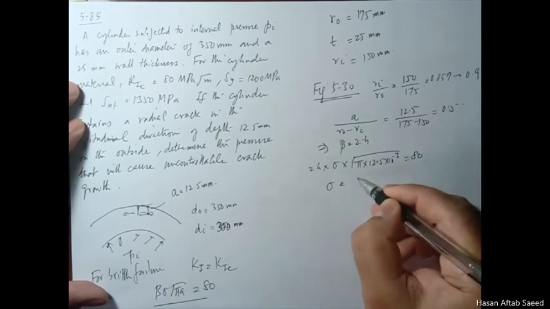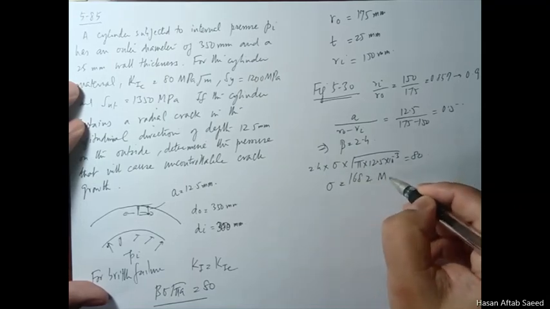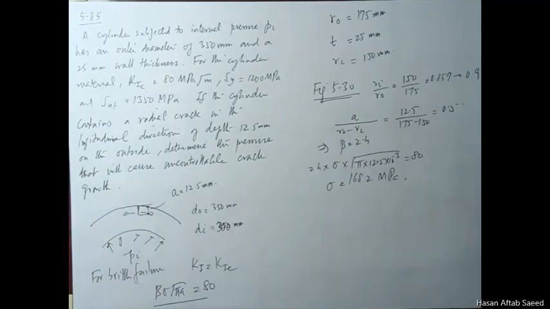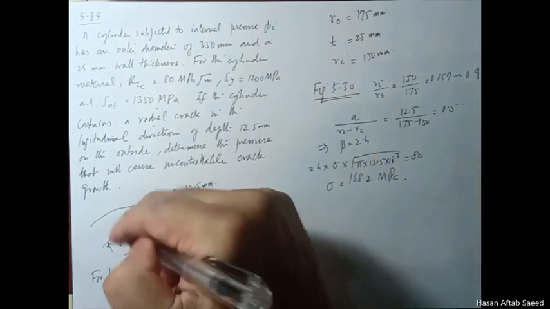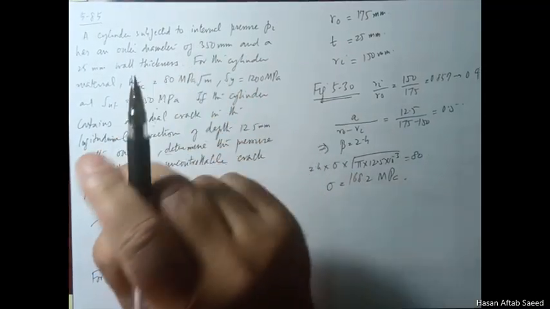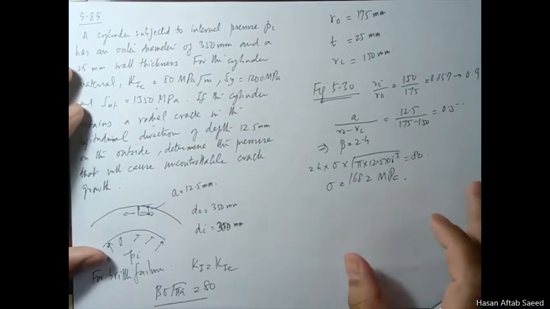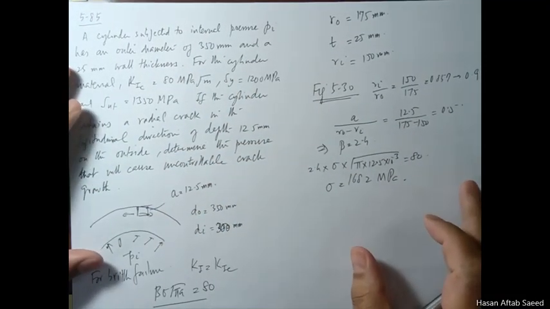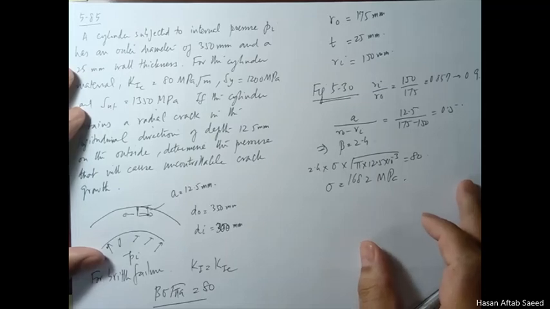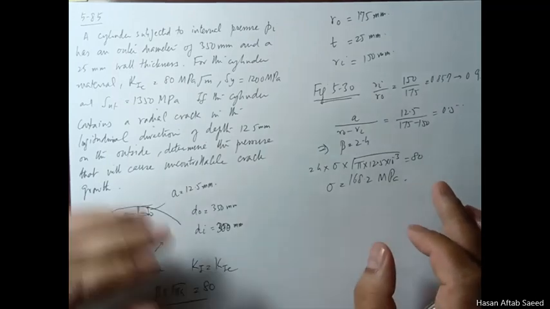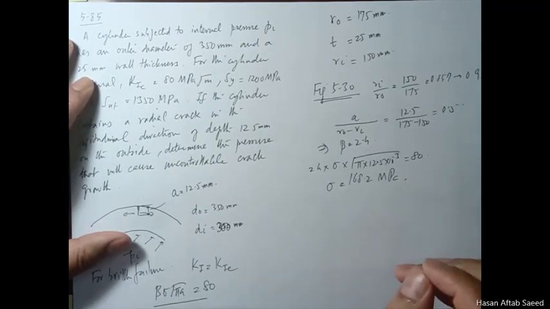And sigma comes out to be 168.2 MPa. Now sigma is there. How do we calculate the pressure P from sigma? It depends whether it's a thin walled pressure vessel or a thick walled pressure vessel. If it's a thin walled pressure vessel, it's very easy. We know the hoop stress formula: sigma is PR over t. That's very simple. But a thin walled pressure vessel has a limit on dimensions.